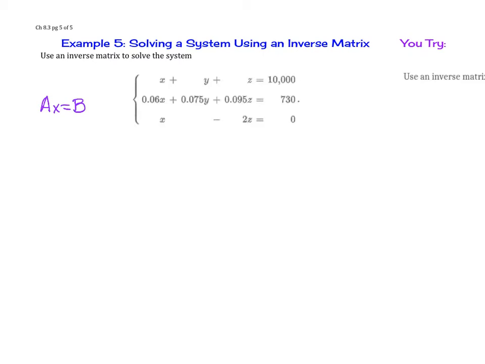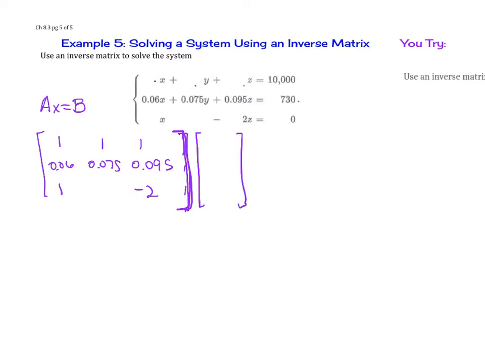When we were setting this up, let's set up the matrix. This is how you set up a system. You have 1, 1, 1, so we're using the coefficients here, and then 0.06, 0.075, 0.095, and 1, 0, -2. Then you just do the coefficient matrix. And on this side, the x is all of our variables, so this is x, y, and z. That's what you put in place of the x here. Then on the right, those are the constants, 10,000, 730, and 0.